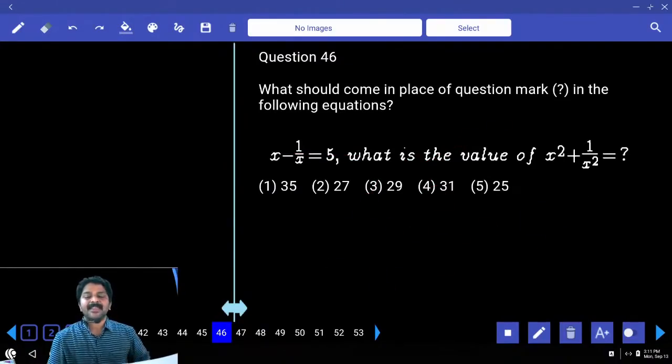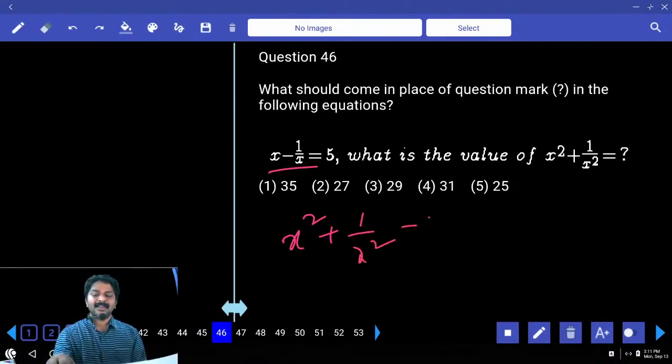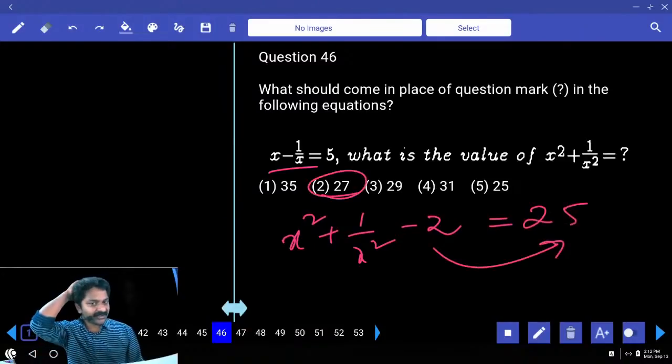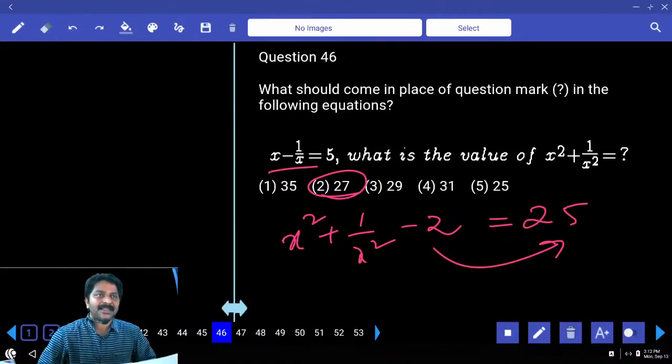x minus 1 by x is equal to 5, and what's the value of x square plus 1 by x square? Just take the square of this number. You'll have x square plus 1 by x square minus 2ab. A into b, x into 1 by x, that gives you 1. Minus 2ab in the sense minus 2, which is equal to 5 square, 25. Minus 2 goes to the other side. Answer 27, second option. I did not do anything. Simply I calculated the square value. That's all.